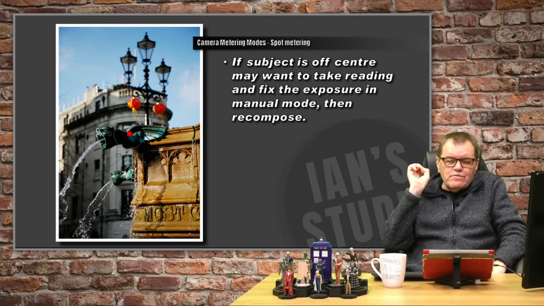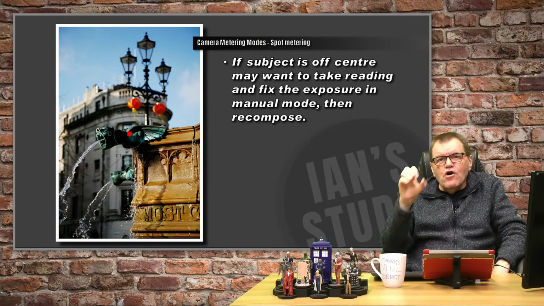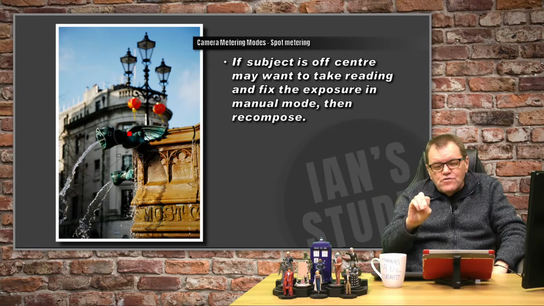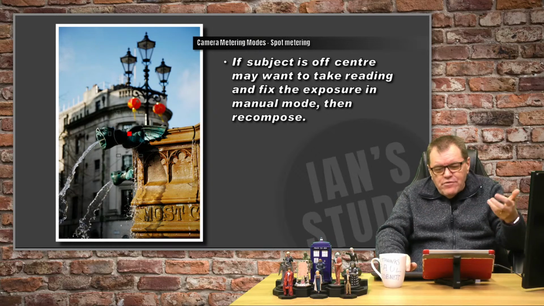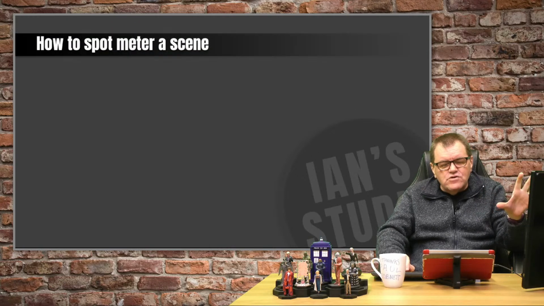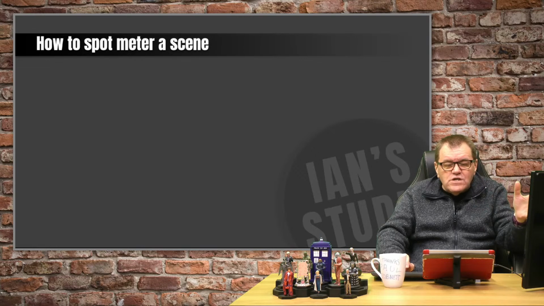So with spot metering, if your subject is not in the center point and your metering is fixed on that center point, then you will have to move the center point to the item you want to meter, fix your exposure, and then recompose. I'll go through that process and give you a simulation of what you see through the camera viewfinder to try and explain this. So how do we spot meter a scene?